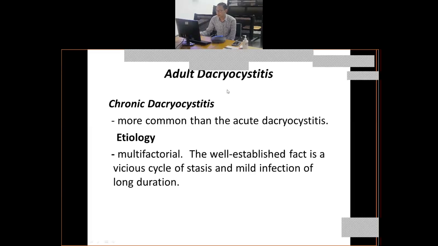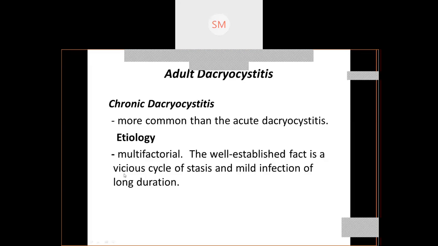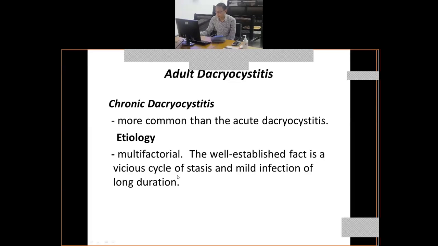Then we'll see adult dacryocystitis. It may be acute or chronic. Chronic is more common than acute dacryocystitis. Etiology: it can be multifactorial. There is a vicious cycle of stasis and mild infection of the lacrimal sac.